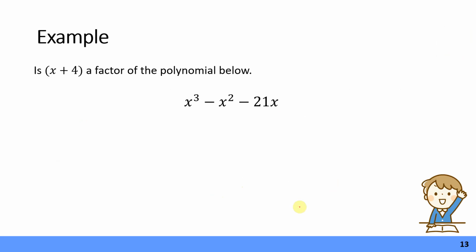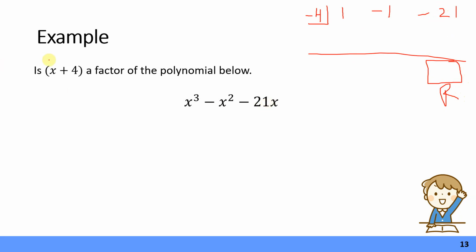Is x plus 4 a factor of the polynomial below? If you are a super fan of synthetic division, you could do synthetic division. Let me just show you how to set it up. You would grab the number opposite of 4, which would be negative 4. And then you would set up these coefficients: 1, because that's the coefficient here, negative 1, and then negative 21. I'm not going to do the synthetic division, but you would do all this and you would only care about this number, the remainder. Again, I'm not doing the synthetic division because I know an easier way.